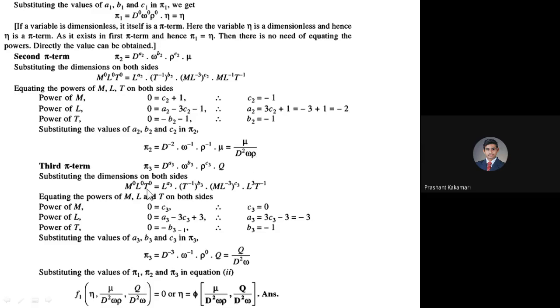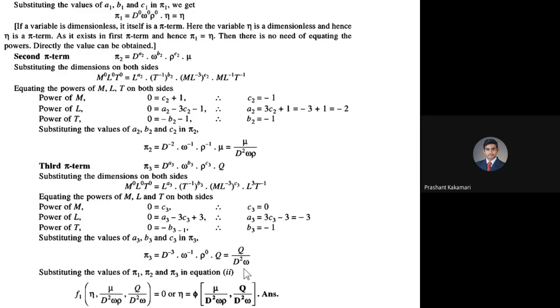Next, from the pi 3 term, after equating the powers of M, L, and T separately, we found C3 as 0, A3 as minus 3, B3 as minus 1. After substituting all the repeating variables with the powers A3, B3, and C3 into Q, we found that the pi 3 term is Q by d square into omega.